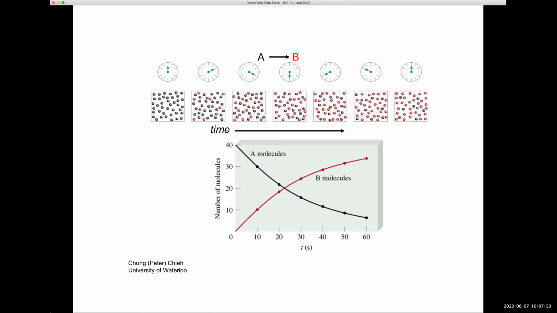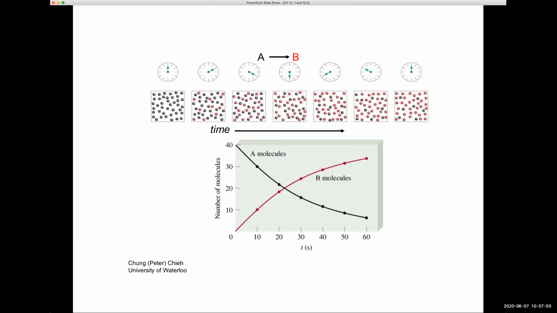So concentration is one. Concentration is usually measured in molarity, which is moles per liter. The time can be seconds, minutes, hours, any time unit. The other things you can measure are values that are related to concentration.